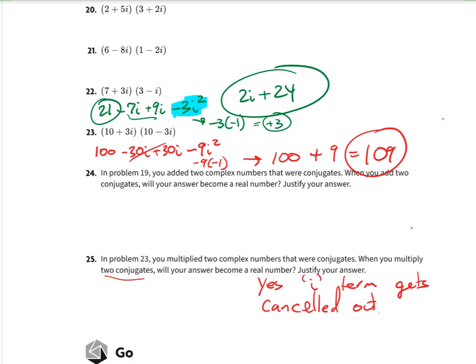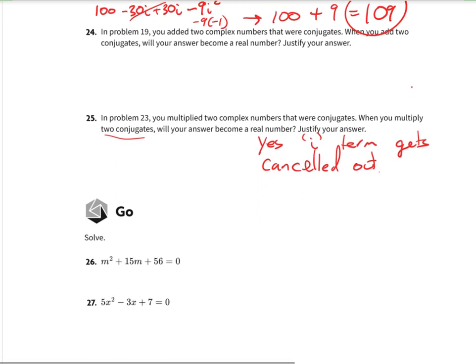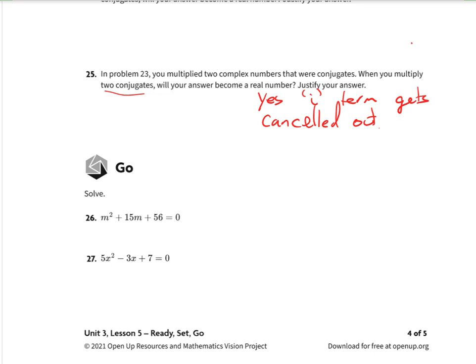Okay, so that takes us through the ready and the set problems. All we have left is to finish two go problems, starting with number 26. This is kind of a throwback to some of the prior lessons that we've done in this chapter, or in this unit. We're going to solve for m. Easiest way to go about doing that is to factor it. Multiplies to be 56, adds up to be 15. That looks like 8 and 7 to me. Oh, I wrote an x. It's an m. So that's going to be m plus 7 times m plus 8 equals 0. So here m can either equal -7 or -8.